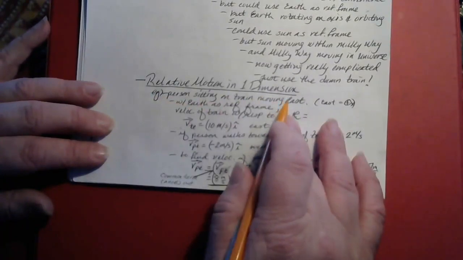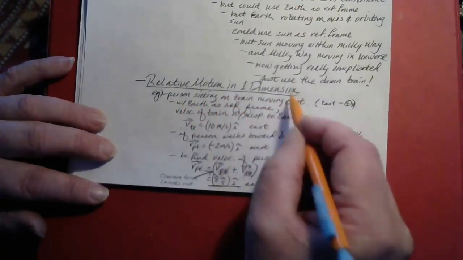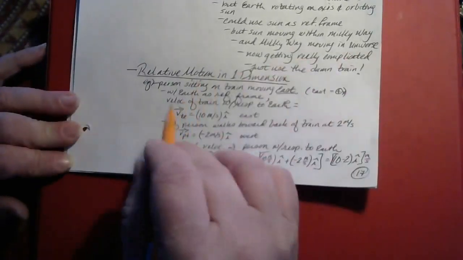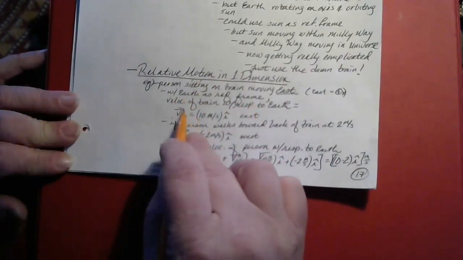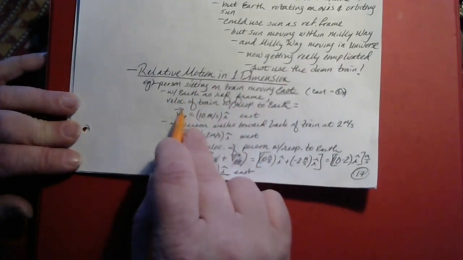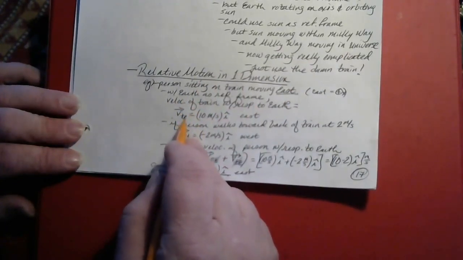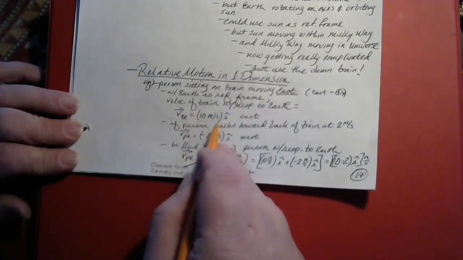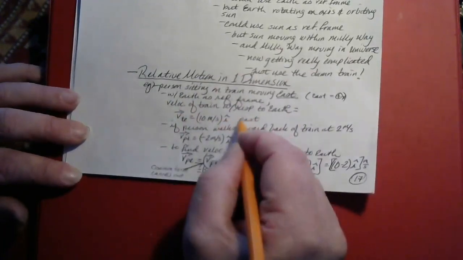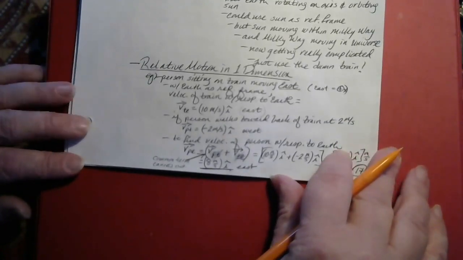A relatively simple case of motion in one dimension would be a person sitting on a train. The train is moving east, and in this case we're defining east as the positive x direction. With the Earth as a reference frame, the velocity of the train with respect to the Earth, which we can represent as vector v with a subscript TE, for train relative to Earth, is 10 meters per second times the unit vector i for the x direction. Since the number is positive, the train is moving east at 10 meters per second.